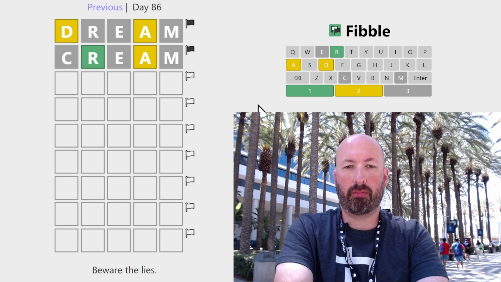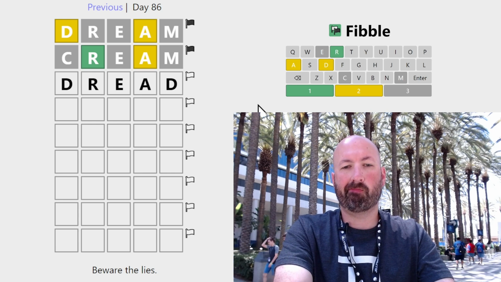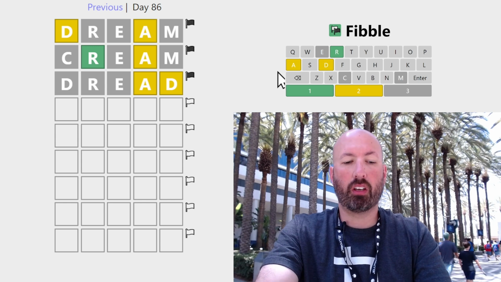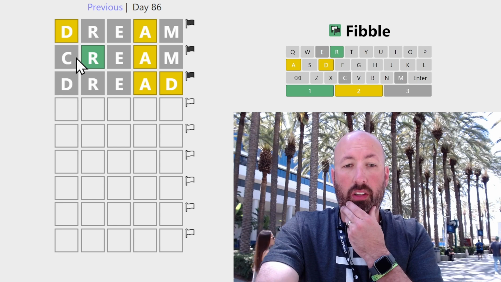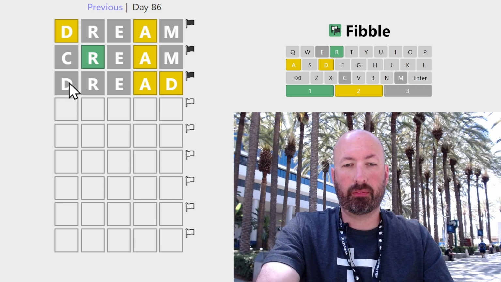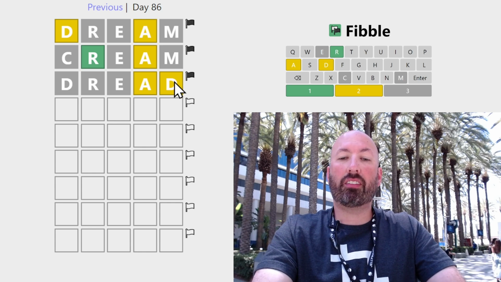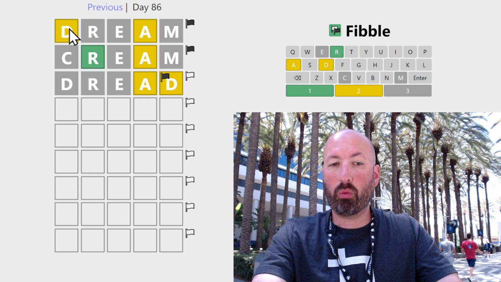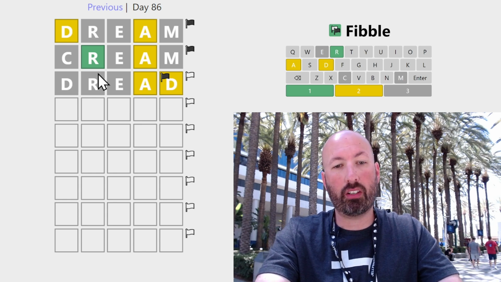So let's do something like Dread, maybe? This seems pretty good. Okay, good. So now we know that one of these two D's is a lie here. Actually, that's not necessarily true, because let's say this D is the lie and it's supposed to be green, right? This one would be true. This one would also be true in that situation, because the green D here would make this one gray.